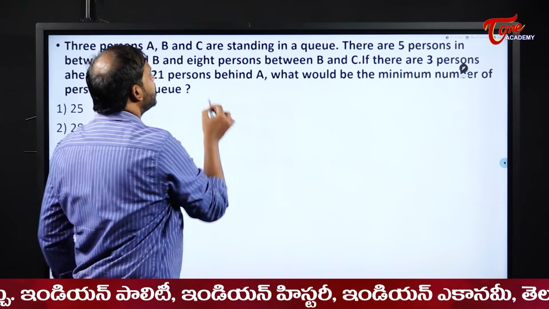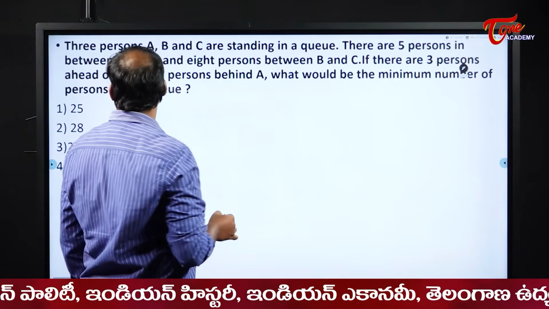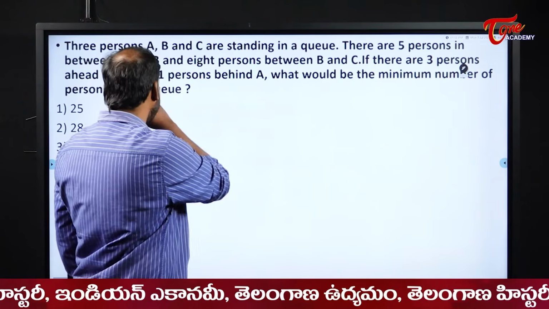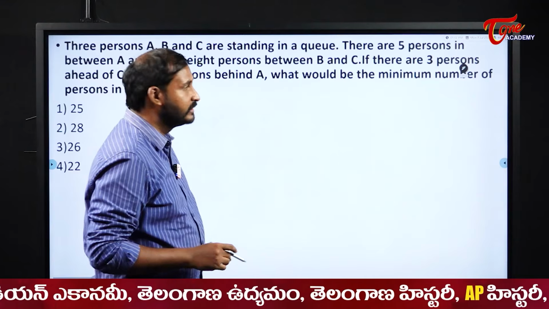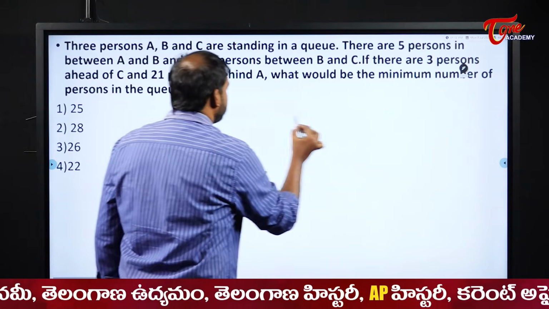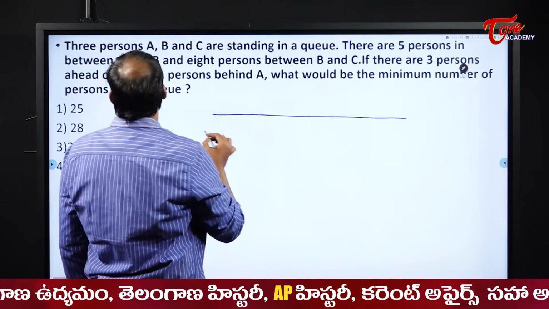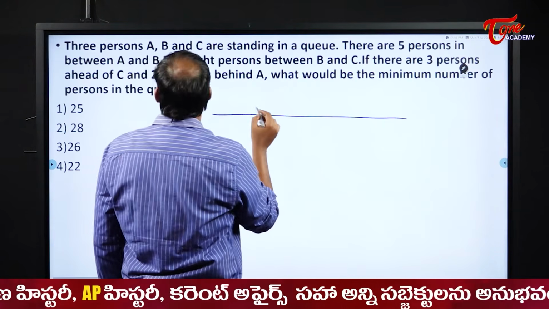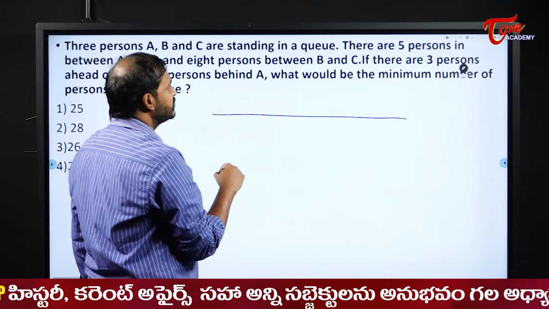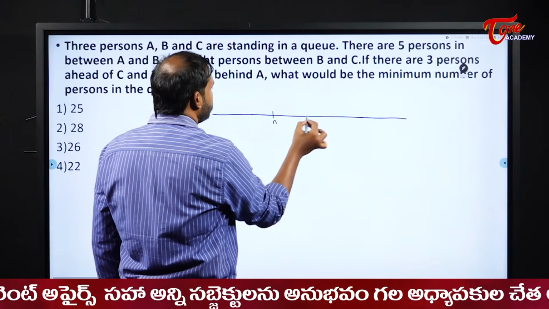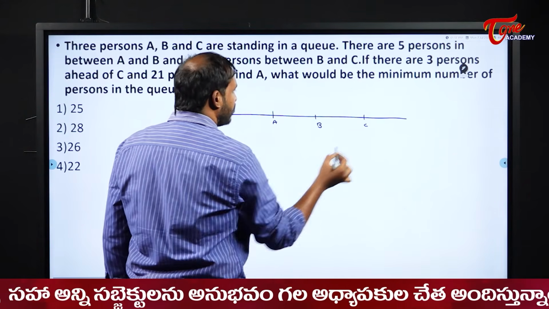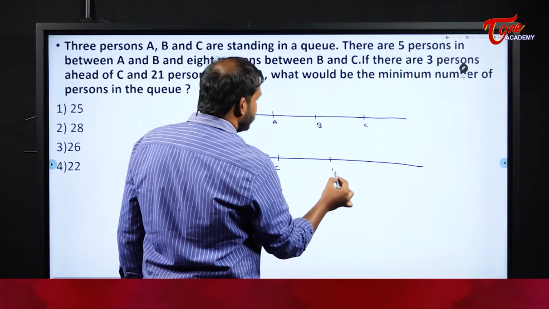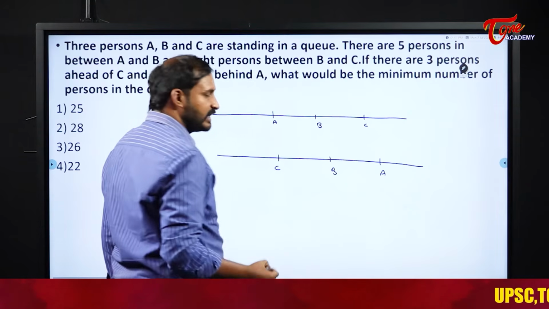3 persons A, B and C standing in a queue. There are 5 persons in between A and B and 8 persons between B and C. If there are 3 persons ahead of C and 21 behind A, okay. What are the chances I can take here, students? A, B and C, this is one arrangement, or else I can take C, B and A, this is another arrangement which I can take.